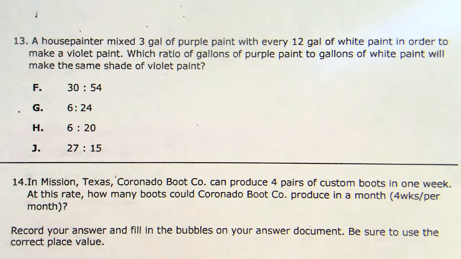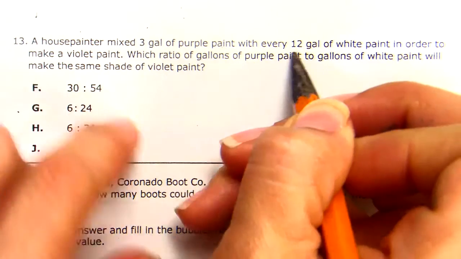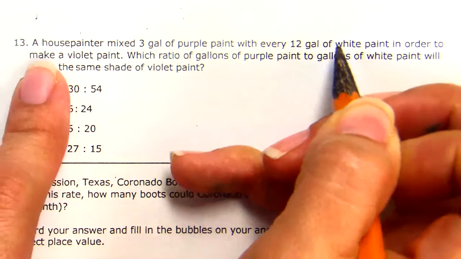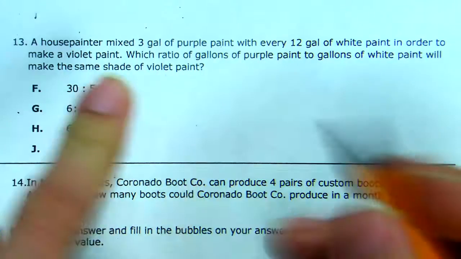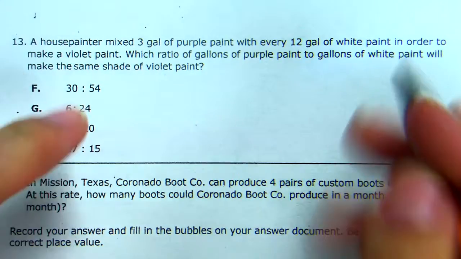Okay, in this video you're going to see 13 to 17. A house painter mixed 3 gallons of purple paint with every 12 gallons of white. Okay, we're talking about ratios. Look at the answer choices. This question is about ratios.